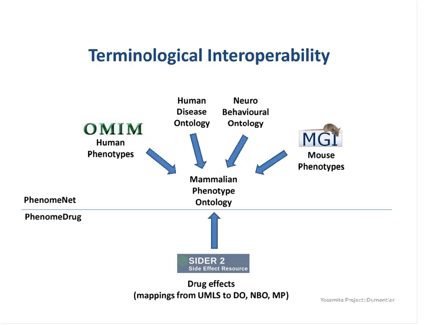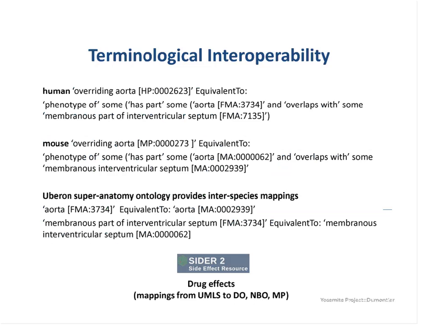On the other side, from the drug effects, we have CIDR, a resource that used text mining of the UMLS vocabularies over the drug product labels from DailyMed. And so we have UMLS terms, and we have to map those UMLS terms to the mammalian phenotype ontology. Some of this was done automatically, and we also did some manual curation.